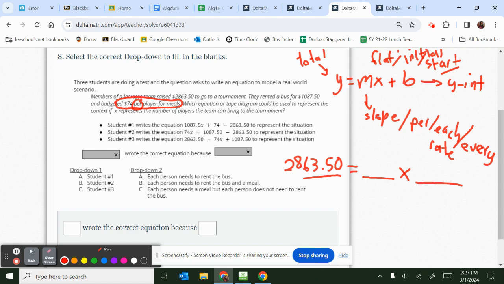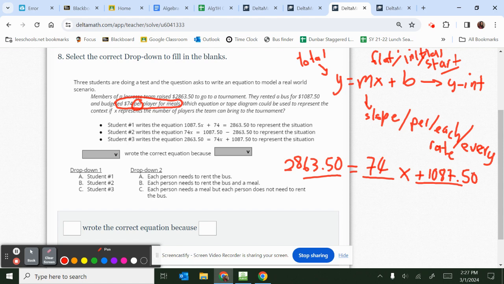That 74 represents the amount that's changing as you get more and more players. And the 1,087.50 is your starting or initial amount, because that is what we're spending on the bus, and we don't need to rent the bus multiple times. I only need to rent the bus once, so that represents my y-intercept because I would be starting with that amount. That's what I'm going to pay regardless.